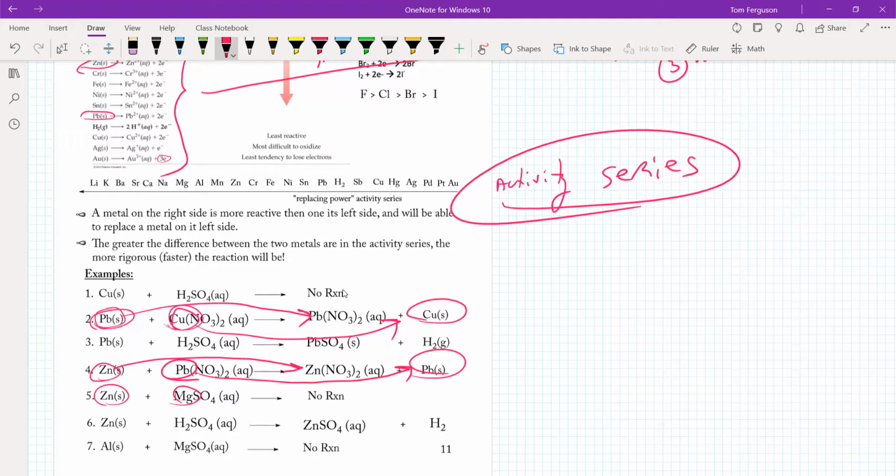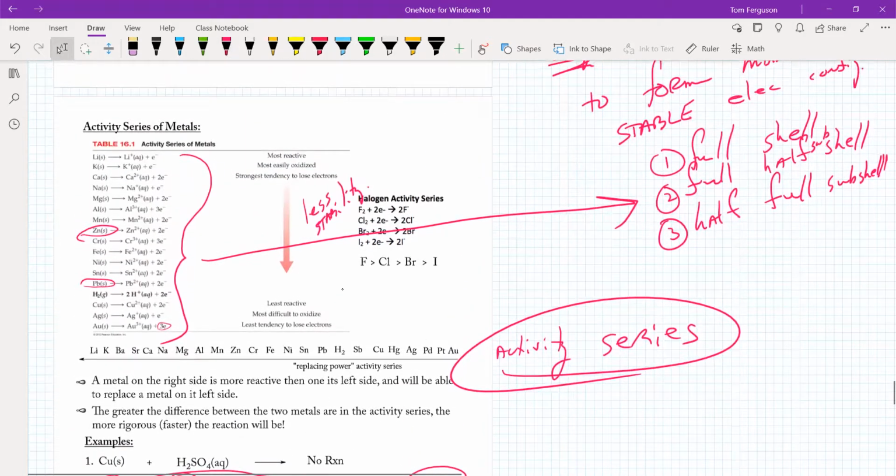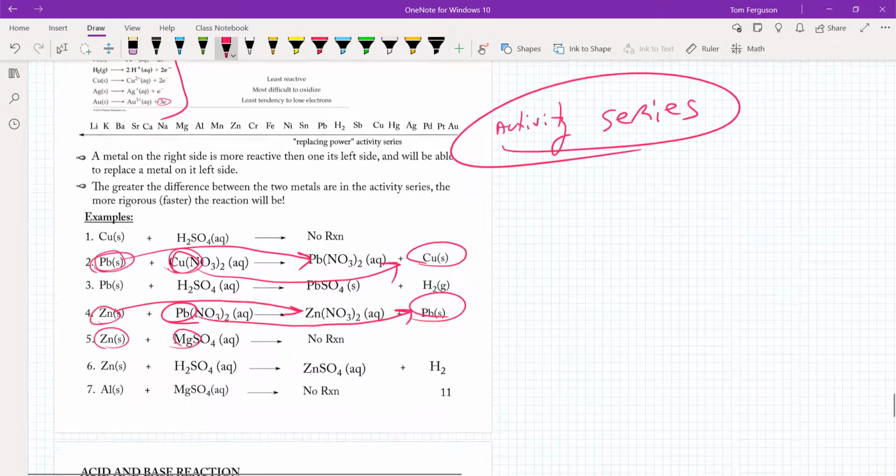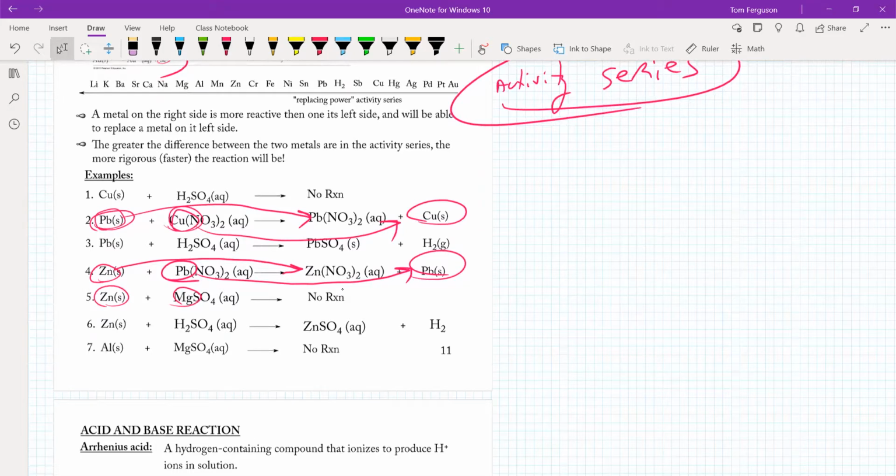Let's look at this here. Zinc and magnesium. In this situation, the magnesium wants to lose electrons more than the zinc. So it's going to stay right where it is, because it's Mg+2. So it's already lost its electrons. So have a nice day, zinc. It wants to stay the way it is.